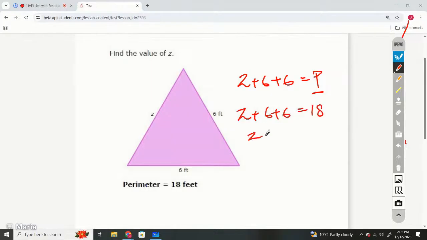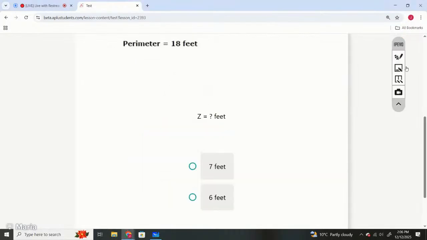Now we need to add these two values, 6 plus 6 makes 12. Now subtract from the other side, so that is 18 minus 12. So 18 minus 12 is 6 feet. That means the value of z equals 6 feet. Option number 2 is the correct option.